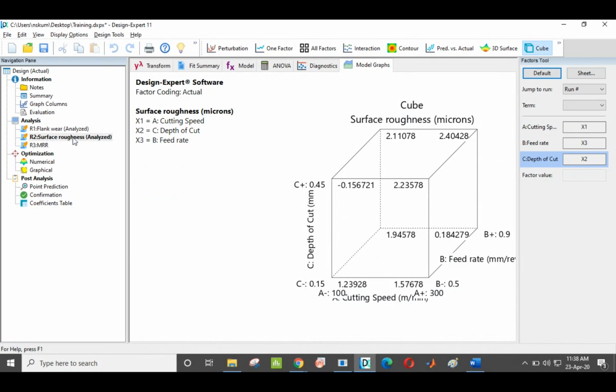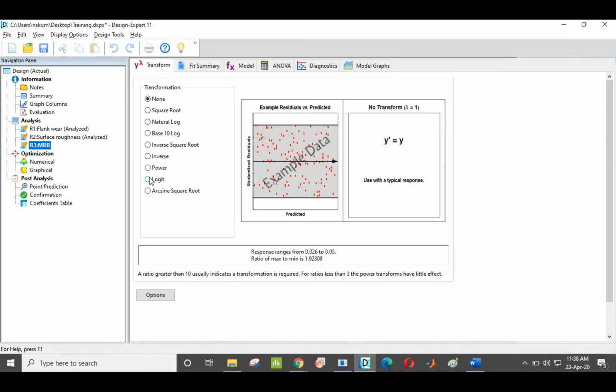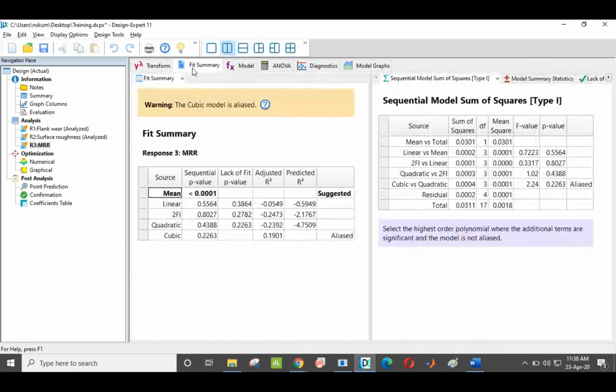Now you can see the surface roughness on the left side. You can see the surface roughness is changed to analyzed. Now coming on to the third category, material removal rate. Don't go with any transformations. Fit summary.